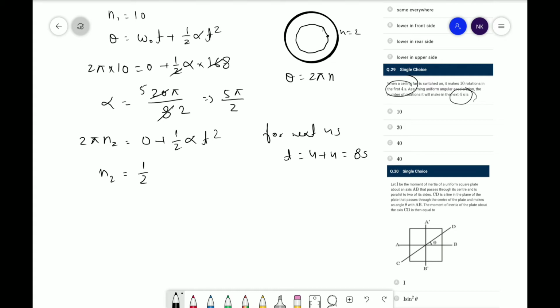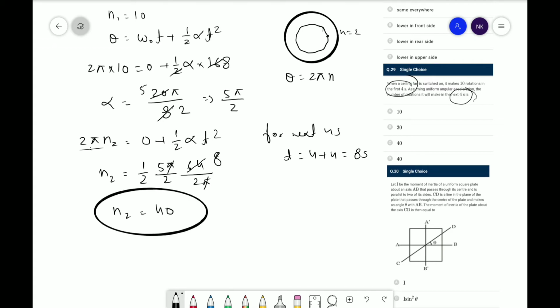Therefore n2 will be equal to 1 upon 2 times the value of alpha, which is constant, hence 5 pi by 2 into t square, that is 64, divided by 2 pi. Pi and pi cancel out. 2 times 4 is 8, hence 8 eights are 64. Now we get n2 equal to 40.